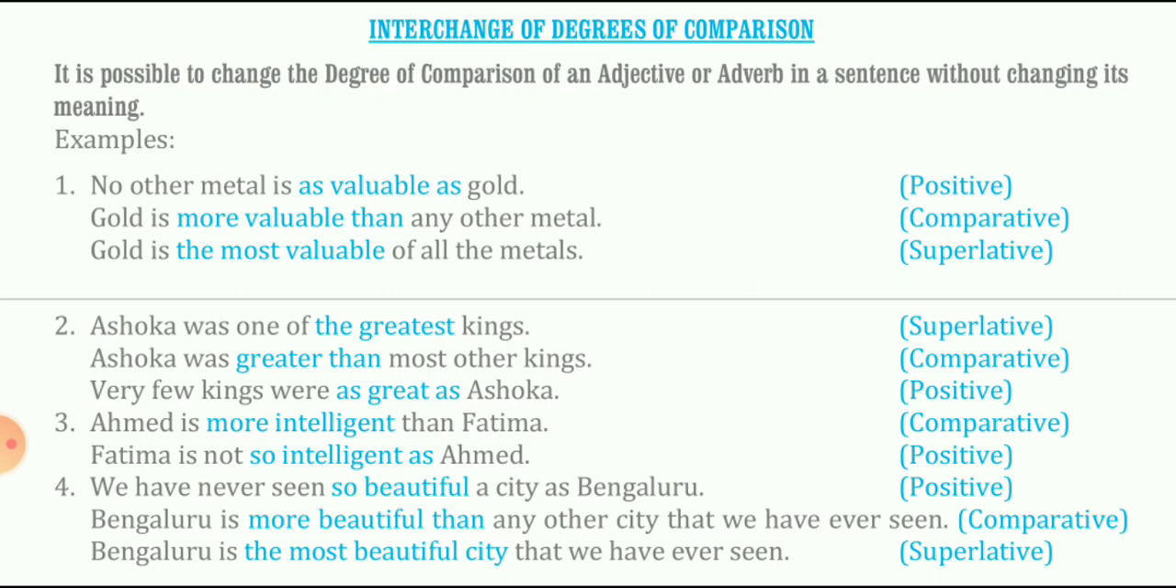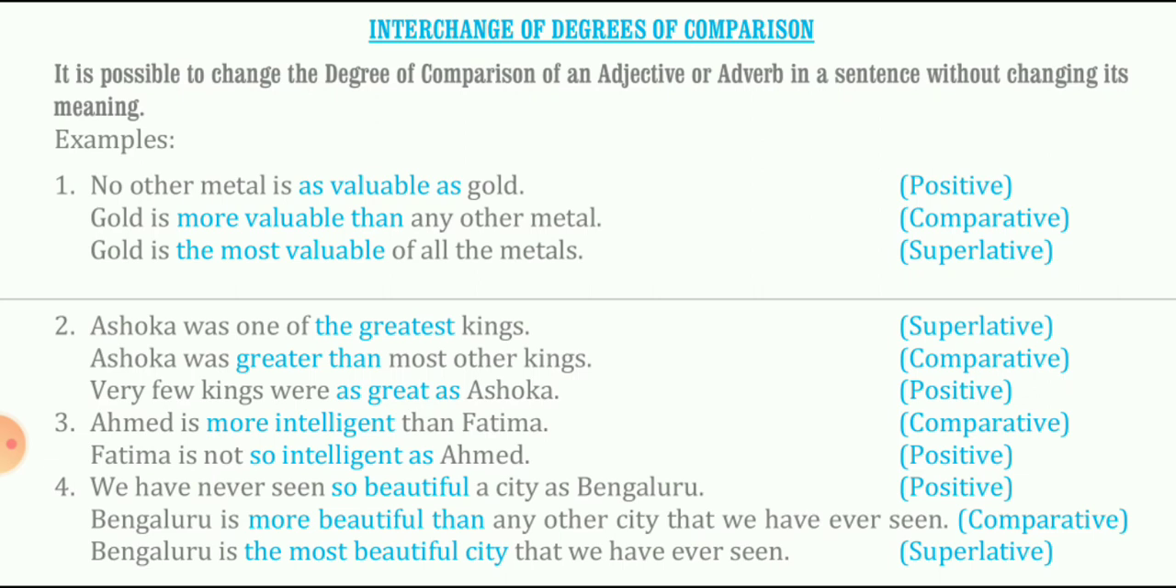Ashoka was one of the greatest kings. Superlative. Ashoka was greater than most other kings. So here, greater than means comparative. Very few kings were as great as Ashoka. As great as Ashoka means positive. Ahmad is more intelligent than Fatima. More intelligent means comparative. Fatima is not so intelligent as Ahmad.